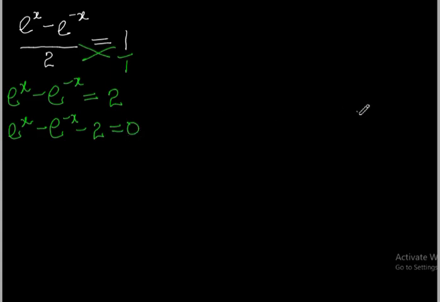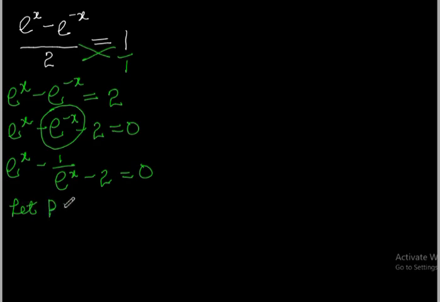Now in indices, we know that a negative index denotes a fraction. So in that case, we can rewrite this as 1 over e^x, so that the equation becomes e^x minus 1 all over e^x minus 2 equals 0.